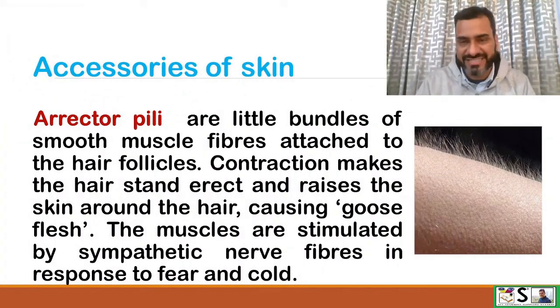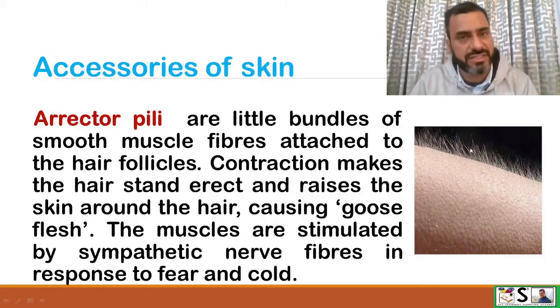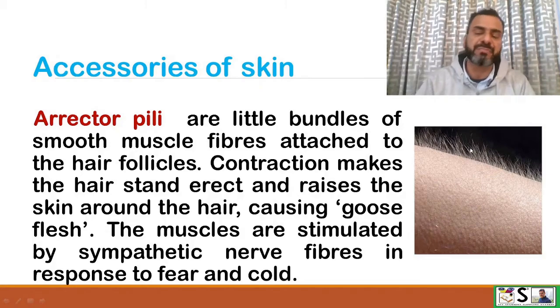Next accessory of the skin is erector pili. These are little bundles of smooth muscles. They are attached to the hair follicles. Contraction of these muscles makes the hair stand erect like this and raises the skin around the hair, causing goose flesh. The muscles are stimulated by sympathetic nerve fibers in response to fear or cold.